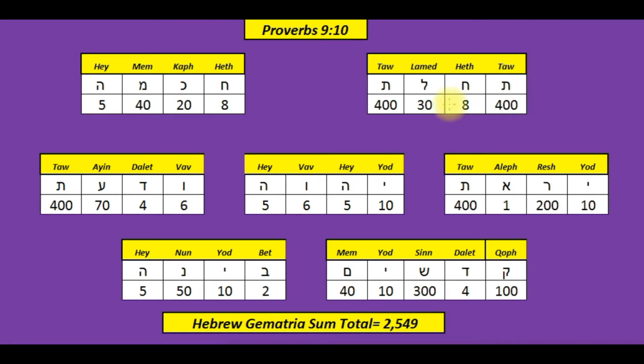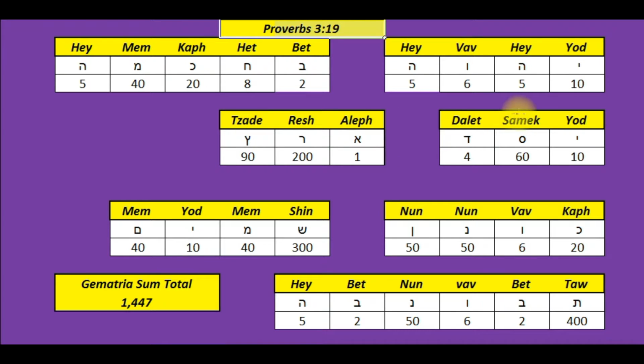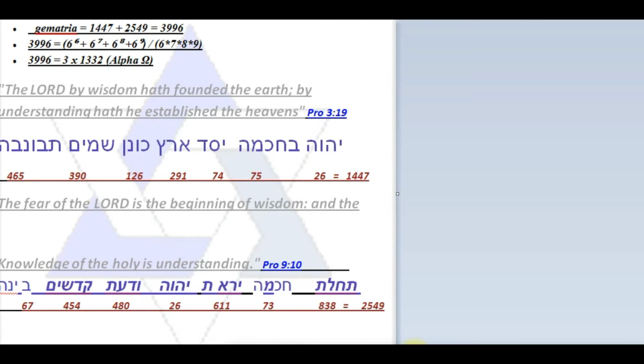The sum total Hebrew gematria value for Proverbs 9 verse 10 is 2,549. And the sum total Hebrew gematria value for Proverbs 3 verse 19 is 1,447. Proverbs 3 verse 19: the Lord by wisdom hath founded the earth, by understanding hath he established the heavens.